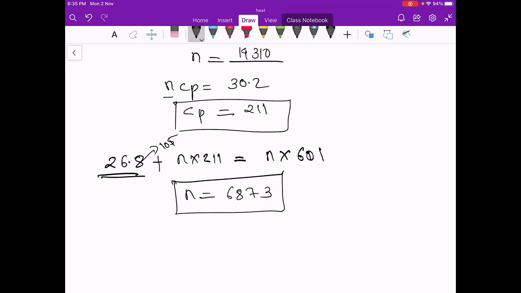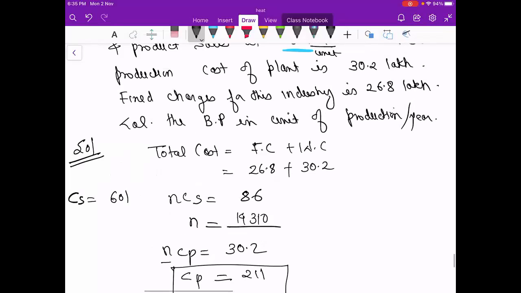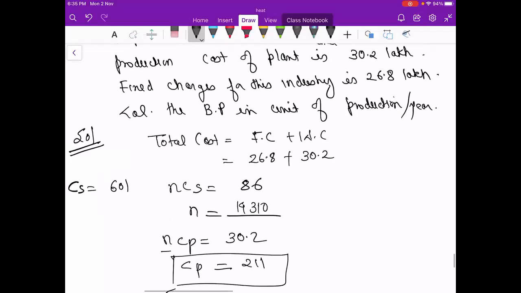Aparva Chaudhary, no. Design part will start after 2-3 days. Okay, at least 2 days. There is no significance. I'm just writing it. There is no significance of writing this total cost.